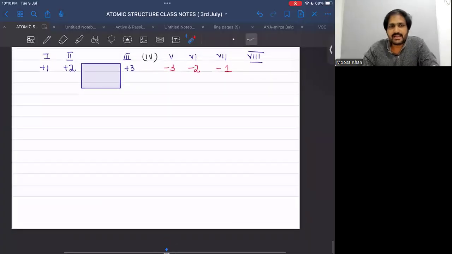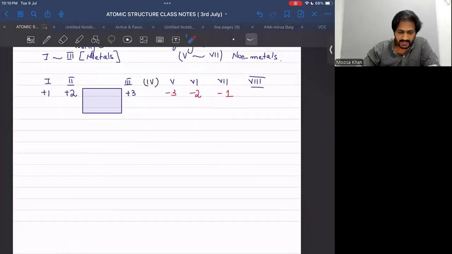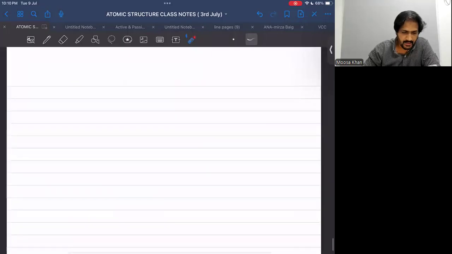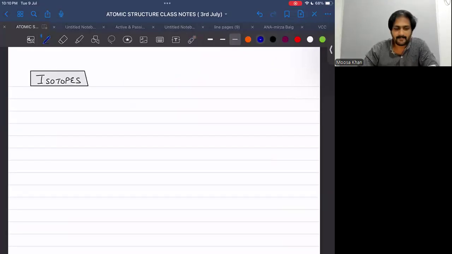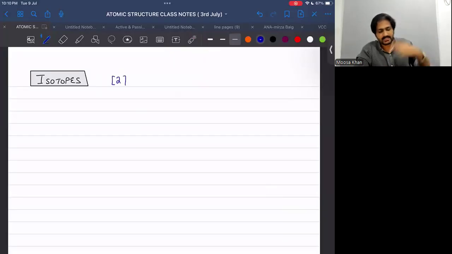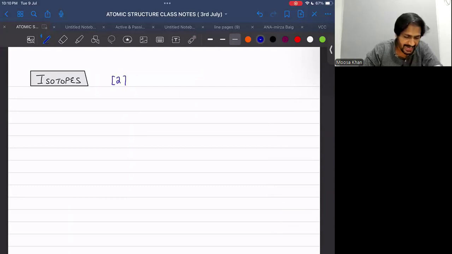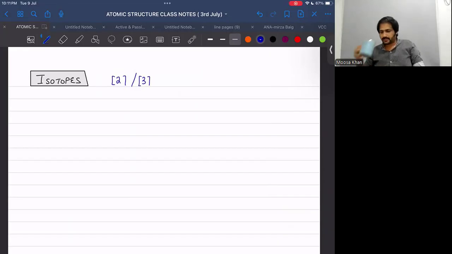चलो आगे बढ़े. अभी I have a question from you guys. पहले तो एक काम करते हैं. Let's discuss isotopes. Does anyone of you know the definition of isotope? How do we define isotopes? This definition comes for 2 marks. Sometimes it comes for 3 marks. So we will write the definition for 3 marks. चलो कोई बता सकते हैं? What are isotopes?